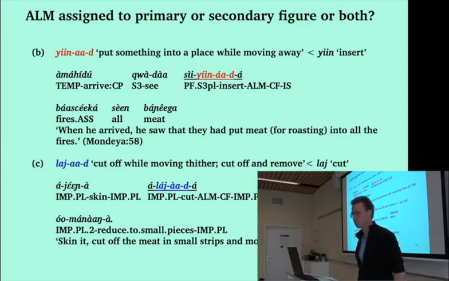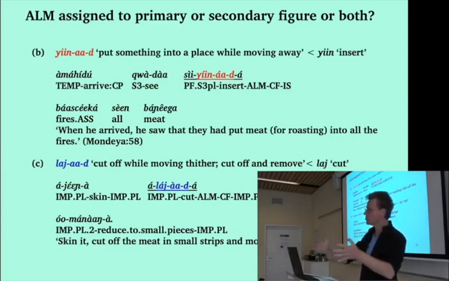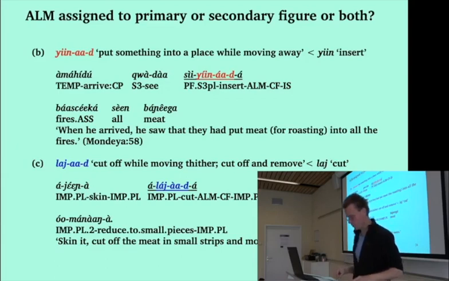With respect to the assignment of locomotion, however, it is not clear if the primary figure, that is the agent, is moving around to distribute the strips of meat to various recipients, or if he is rather stationary, cutting up the meat while people approach him for receiving their strip. This context would allow indeed for both interpretations, so I don't know.